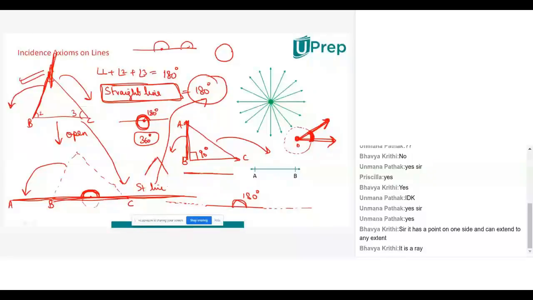Yes, sir. Cool. So what are we talking about? This is the line and this is the point. If I have to extend the entire thing, that is 360 degrees. But I am talking about only the line, because I have opened up the triangle, because of which I have got these two extra lines. That is the reason a straight line gives us 180 degrees.